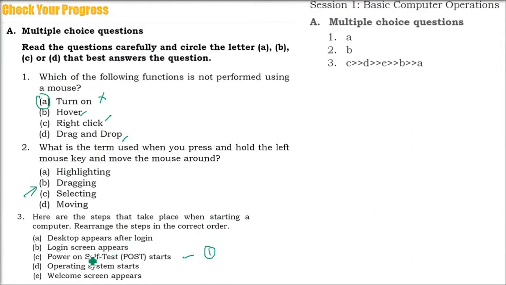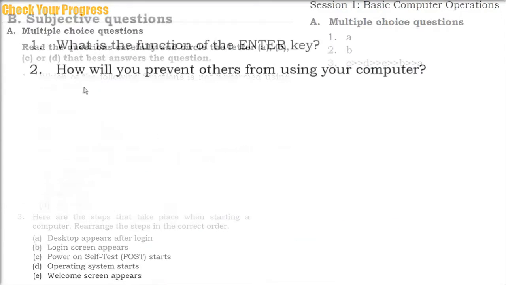Then we have the operating system starting. Once the POST is done, the control is given to the operating system. Now it is starting. When the operating system is starting, you will get a welcome screen. Then you get a login screen. It will ask for your credentials, login and password. Once you log in with your password, a desktop will appear. And here you can start your work and start giving your instructions. So C, D, E, B, A like this.